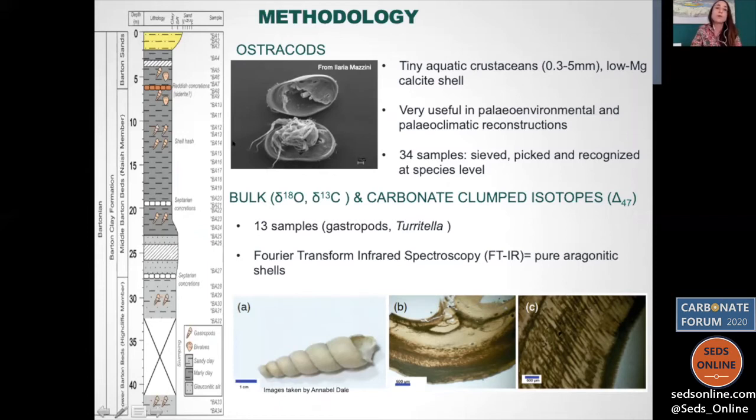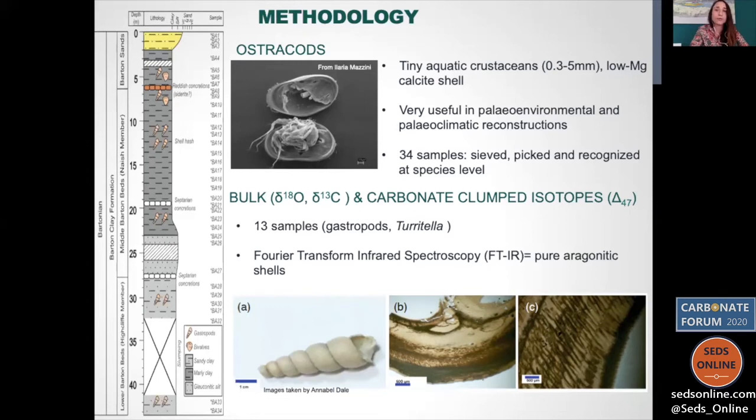For all the 34 samples, the ostracod fauna has been analyzed. Ostracods are thin aquatic crustaceans that can live in different kinds of aquatic environments. They present low magnesium calcitic shells, and they are very sensitive to several ecological parameters. For this reason, they are very useful in paleoenvironmental and paleoclimatic reconstruction.